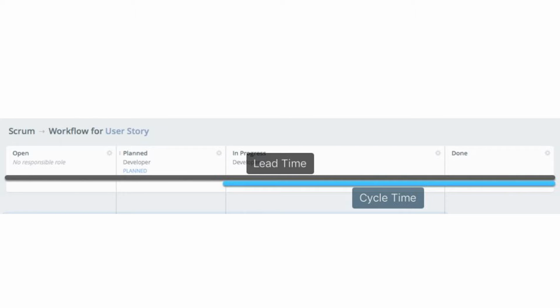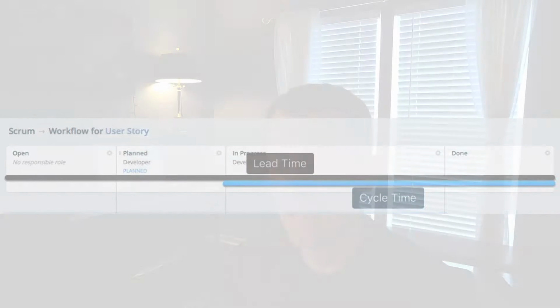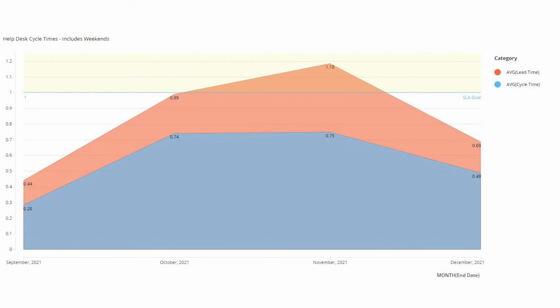Well, why do you want to measure both? The lead time is typically the perspective of the customer. So when they submit a request for service, the amount of time it takes from when they've requested service to when it gets resolved is the lead time. The cycle time is the amount of time from when the customer service agent begins working on it until it's completed.